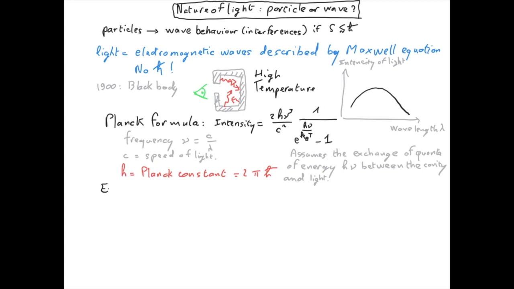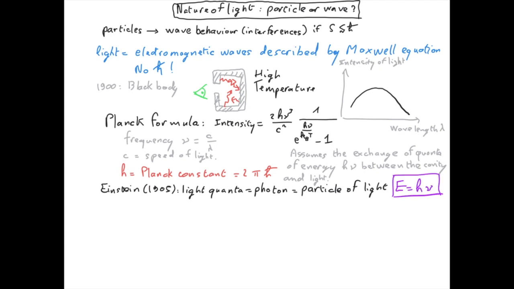Einstein went further than that, and in 1905 he introduced the concept of light quanta. So the light itself is made of small quanta of energy, and we now call this light quantum a photon, which is nothing but a particle of light. And in order to reproduce the Planck formula, Einstein had to define the energy of the photon as E equal h nu. So we used this historical interlude in order to define what was the energy of the photon.